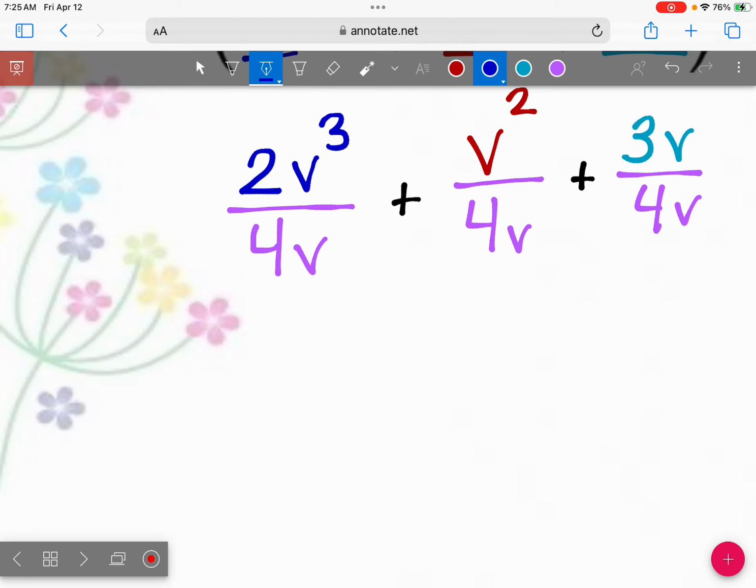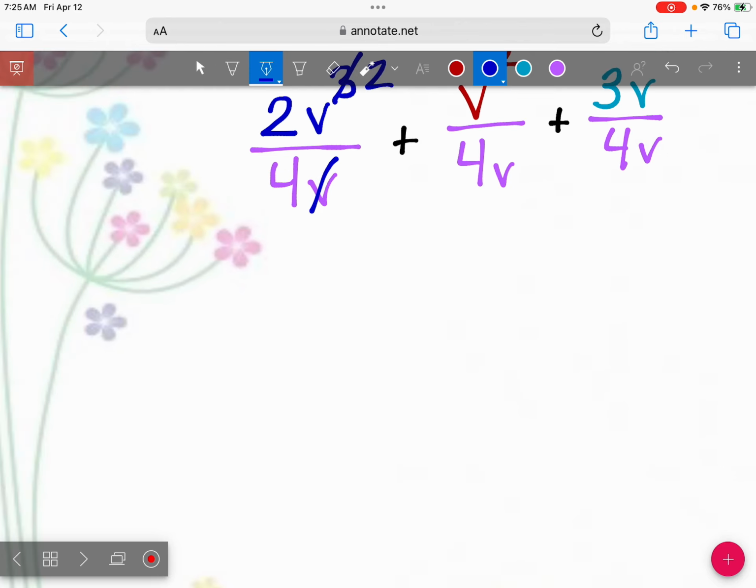So I'm with you on that, the v cancels out with one of the v's in the exponent, leaving us with a v squared. Closer. So we still have our v squared on top, and we've noticed that the 2 and the 4 both divide by 2. So that divides by 2, and that divides by 2. This turns into a 1, and that's over 2. So we actually wind up with v squared over 2.